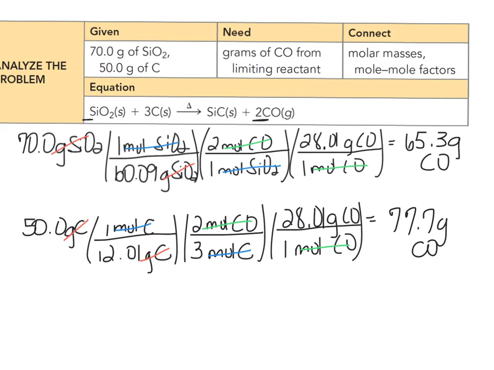So which one is my limiting reactant? Well, which one makes the least amount of carbon monoxide? That's this one. I'm never going to get up to 77 grams of carbon monoxide because the SiO2 is my limiting reactant. So my limiting reactant is the SiO2, and I'm making 65.3 grams of carbon monoxide. And that's it. That's how you find the limiting reactant. So we're combining what we learned in section 9.3 about stoichiometry and gram to gram conversions, and we're applying it to the idea of limiting reactants.